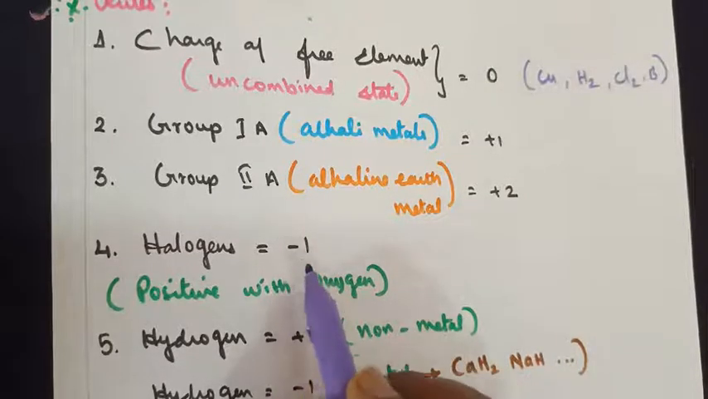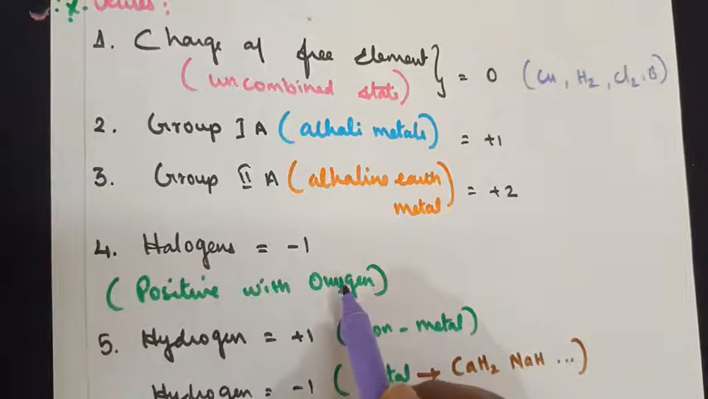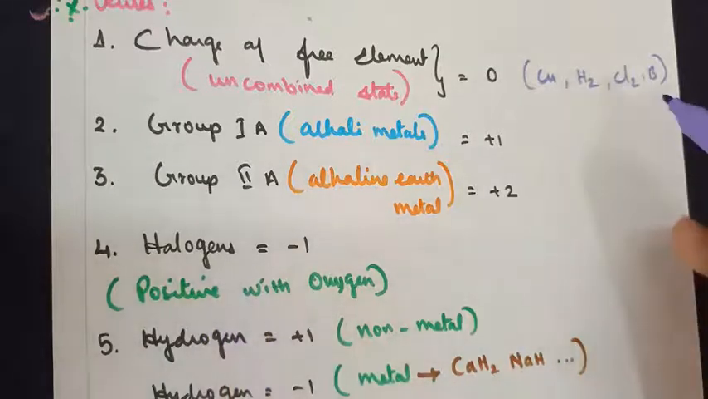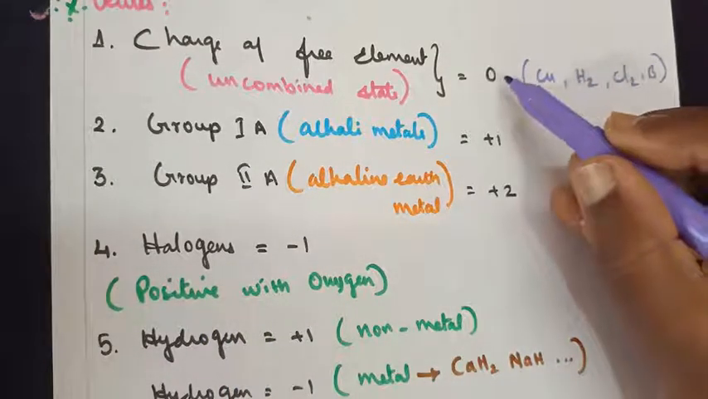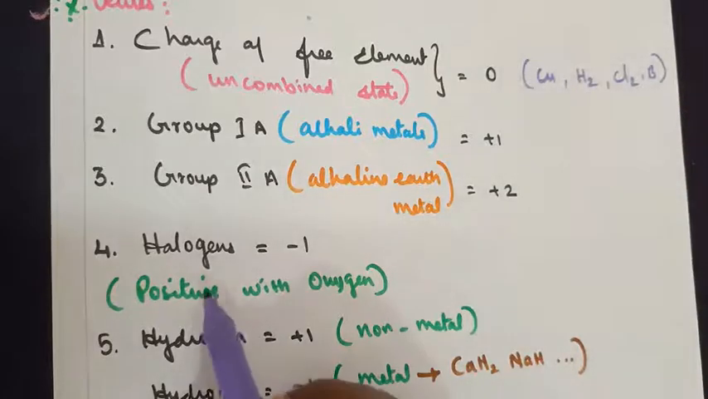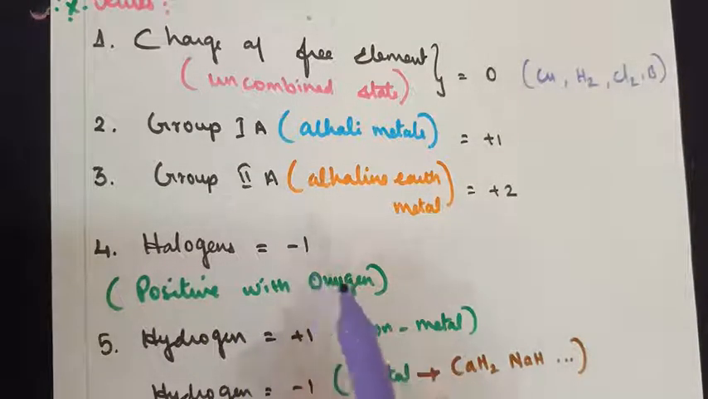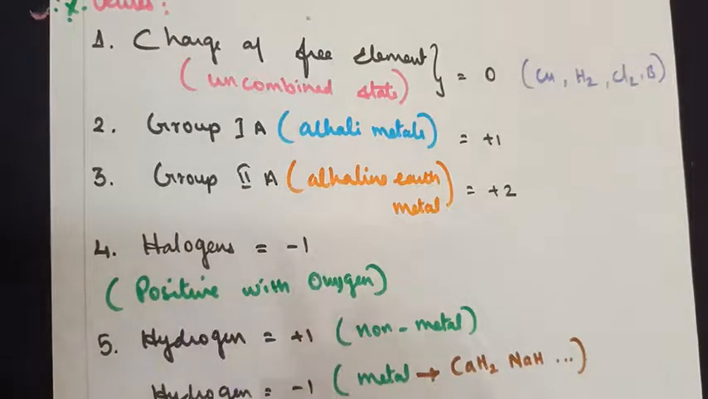One more clue: if the halogens are combined with oxygen, we will have to write a positive charge for it. So remember, halogens in the elemental state, their charge is 0. And when they are combined with any other element, their charge is minus 1. Apart from that, if they are combined with oxygen, the charge will be positive.